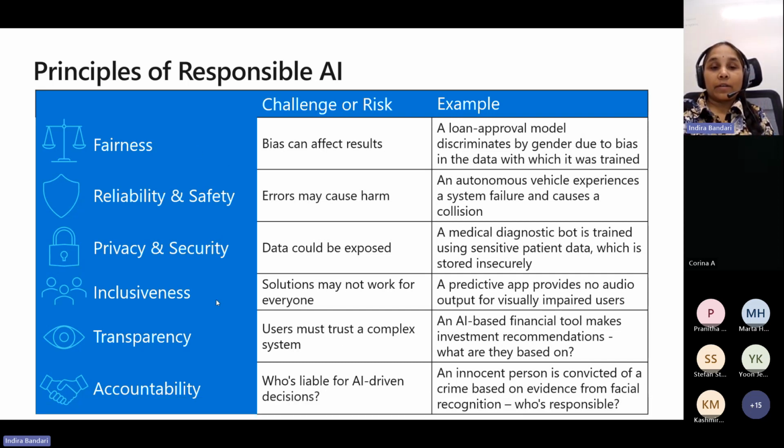So these are all the principles. Remember, one is fairness, the other is reliability and safety, privacy and security, inclusiveness, transparency, and accountability. You will have questions in your exam on these parts. At least three questions will be there from this slide. But it won't be as it is. They will give an example and then ask which principle is applicable here. So that kind of stuff.